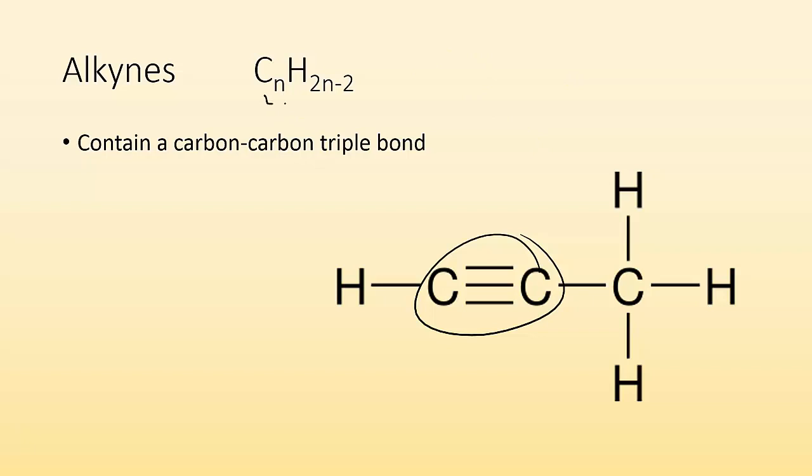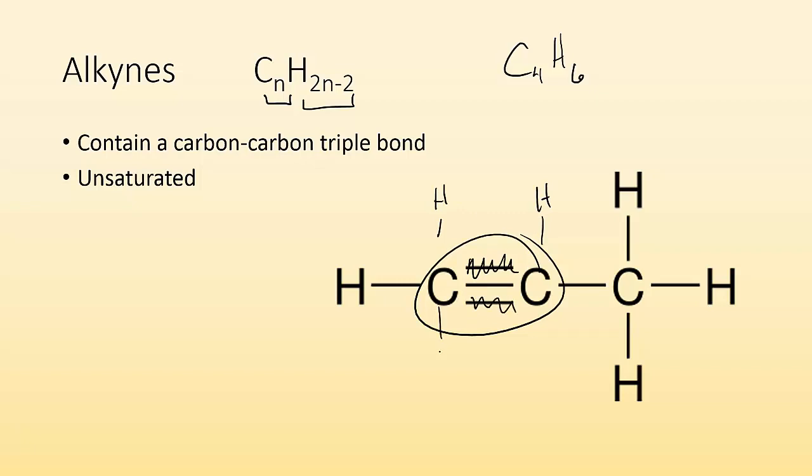And the generic formula is going to be CnH2n-2. So again, if I had C4, how many H's would I have? 6. Because it'd be 2n, so it'd be 8 minus 2 gives me 6. So if you have that generic formula, then you know you have an alkyne. Why is it considered unsaturated? Because what you could do is say, hey, let me break one of those multiple bonds and have each carbon bond to more hydrogen. And I could even do that twice. And then you would have a saturated hydrocarbon. But that triple bond means that it's not saturated, it's unsaturated.